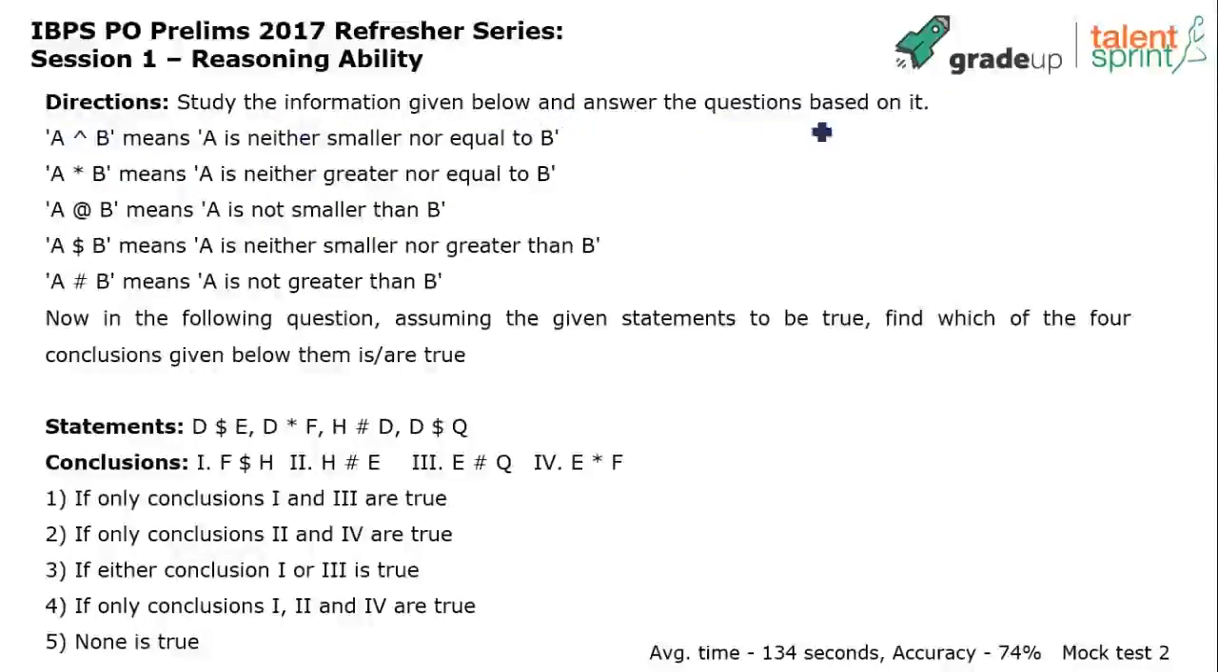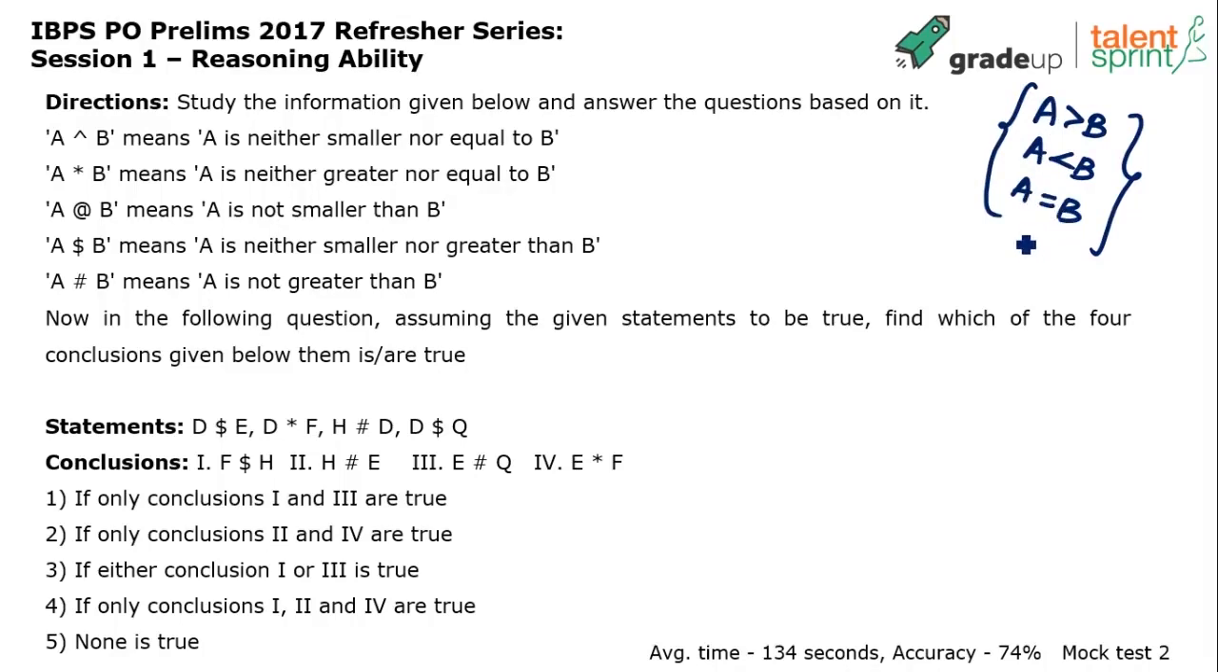Study the information given below and answer the questions based on it. So what does it say? A cap B means A is neither smaller nor equal. Now the basic rule, the classical rule is that whenever you compare two variables A and B, there are only 3 results possible. Either A can be greater than B, or A can be less than B, or A can be equal to B. These are the fundamental comparisons between A and B.